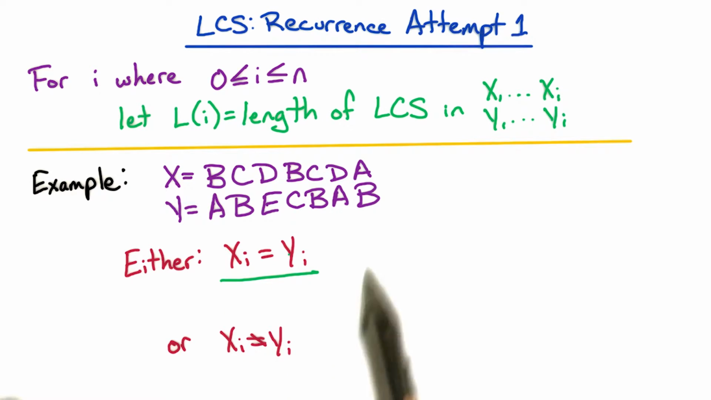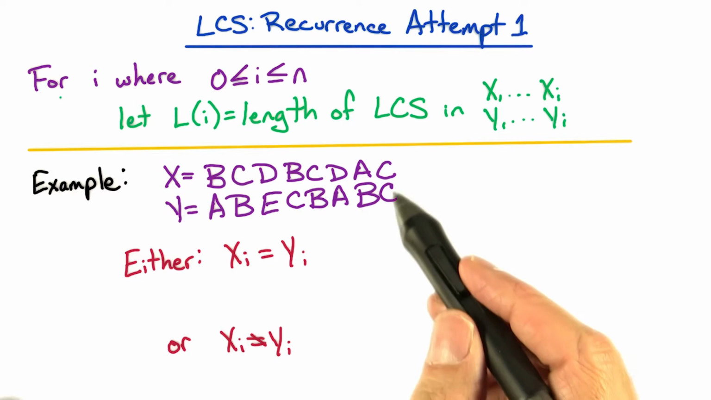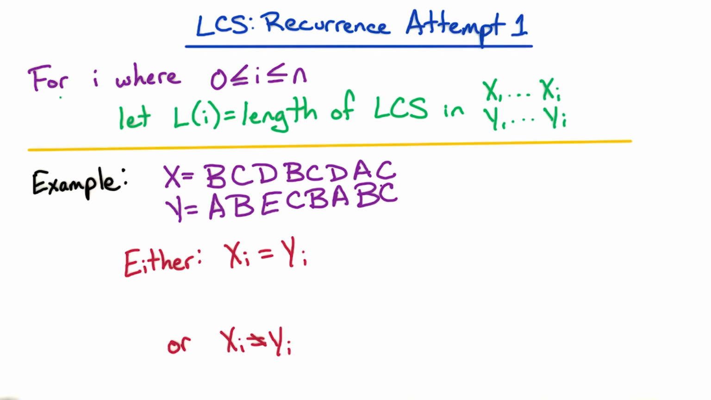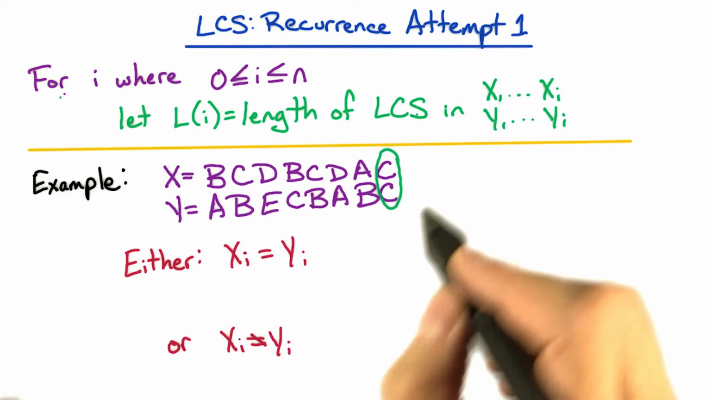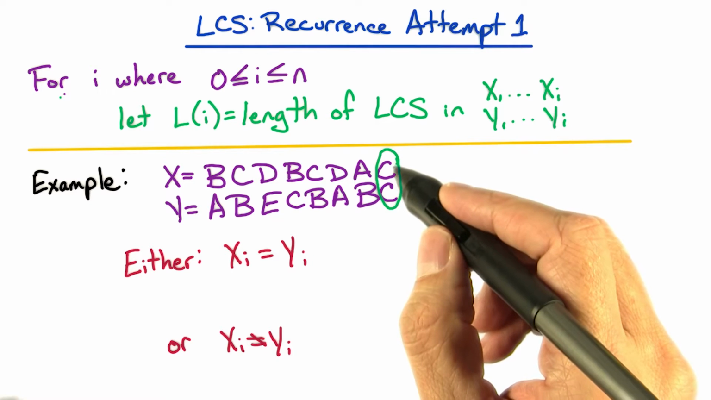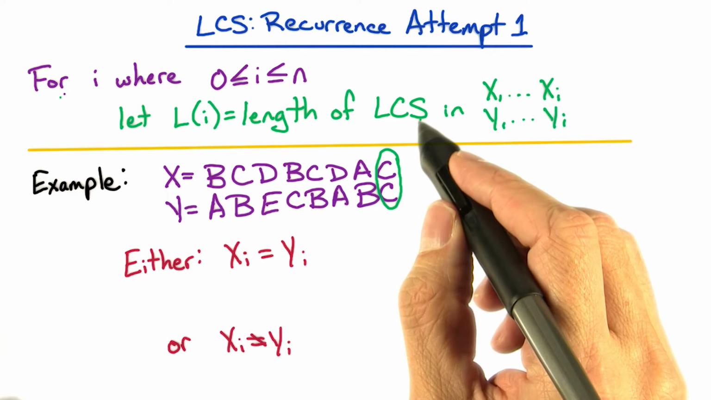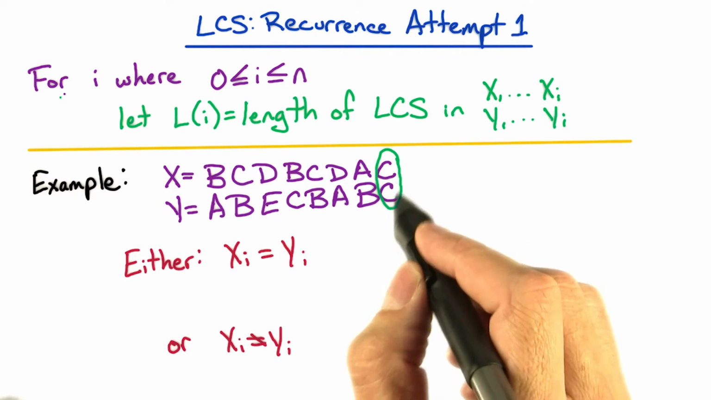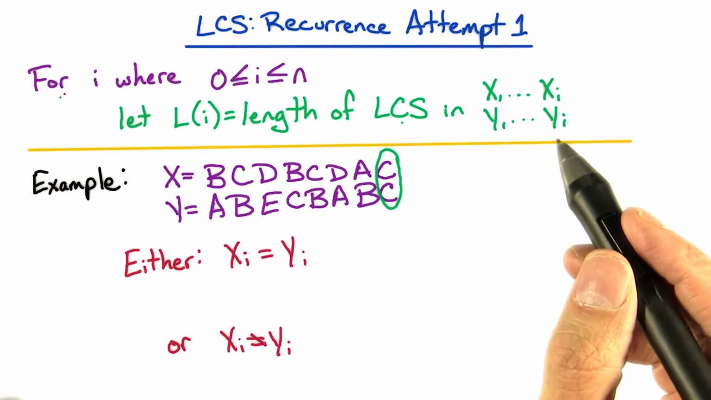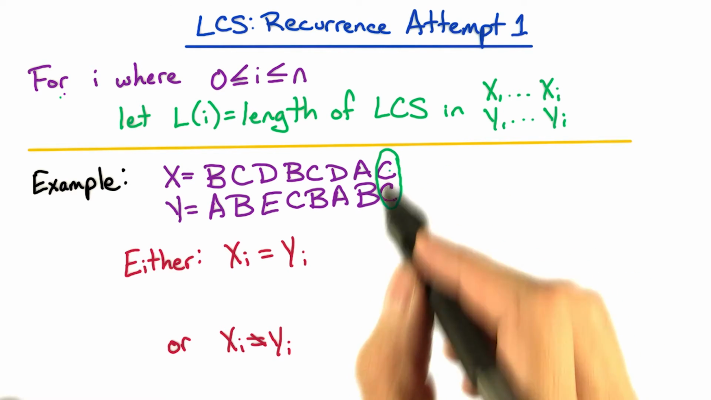xi equals yi. The last characters are the same. This turns out to be the easy case. Now let's modify our example so that the last characters are the same. So I append on character c onto the end of both strings. Now in this case, where the last character is the same, what do we know about the longest common subsequence? Well, we know it must end in this common character. Why? Well, give me a common subsequence, and suppose it does not include this last character. Well, then I can append on this common character, and I get a longer subsequence. So therefore, the longest common subsequence must include this last character.